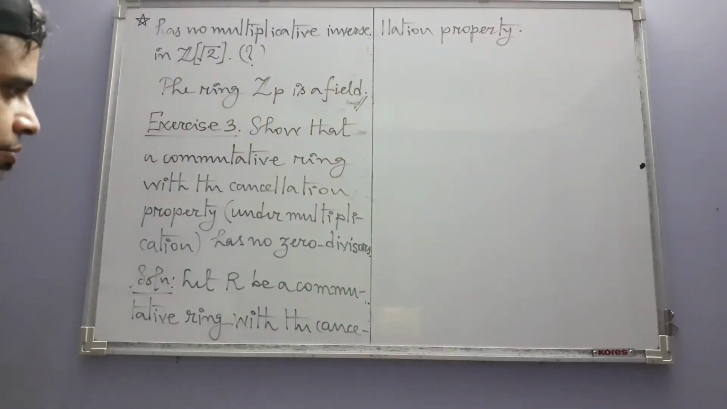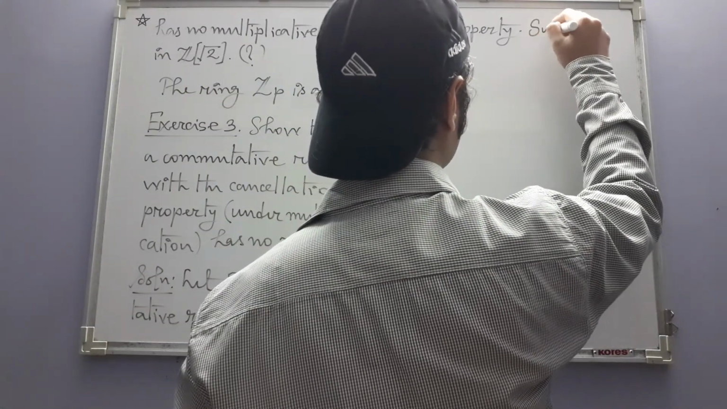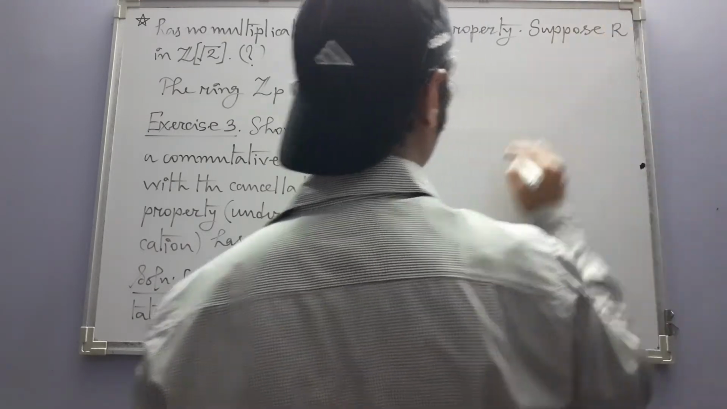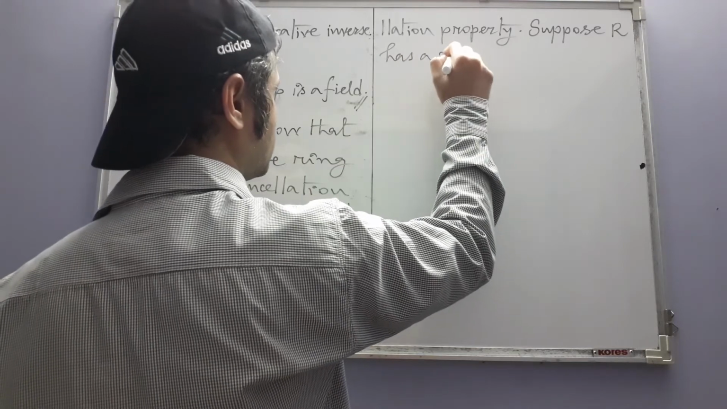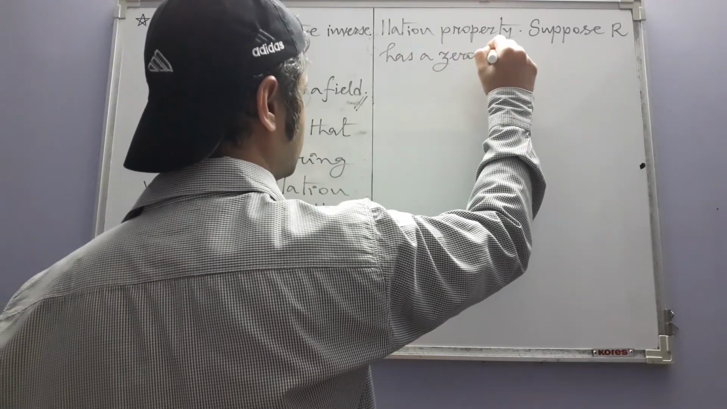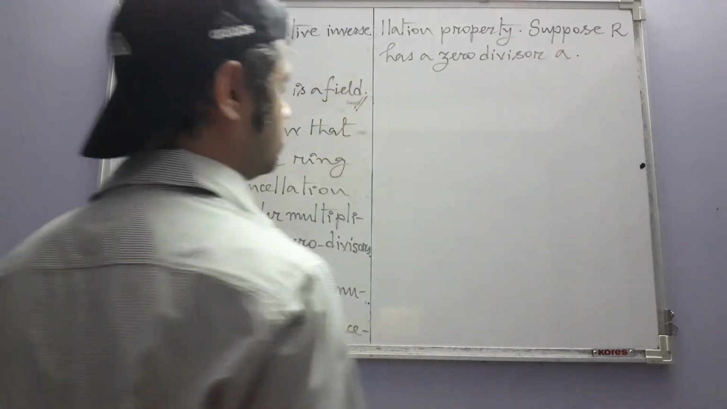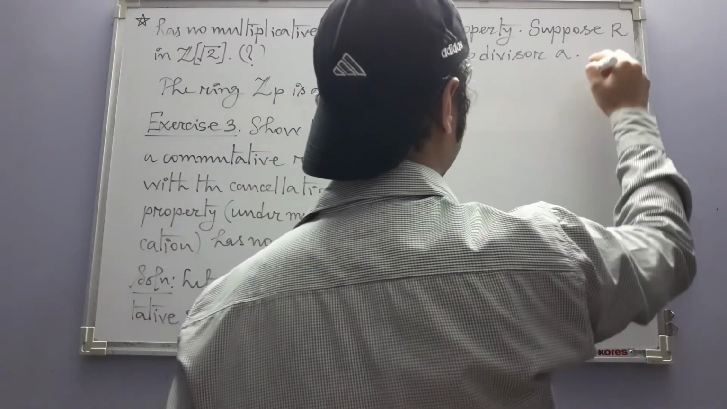We have to prove that R has no zero divisor. Suppose R has a zero divisor A. That means A is a non-zero element. We are now going to write the meaning.